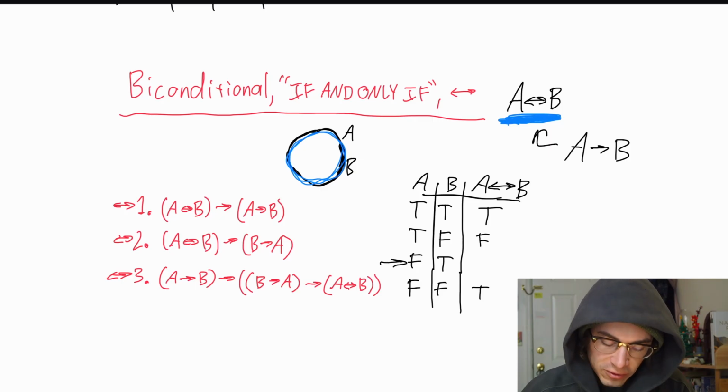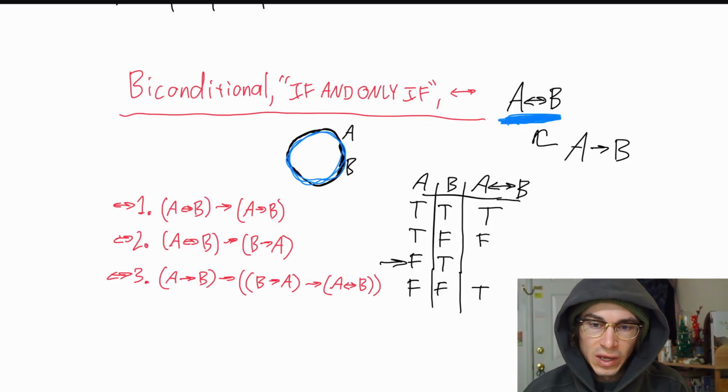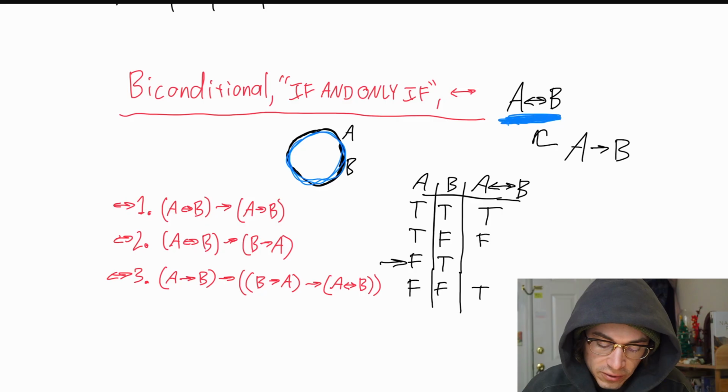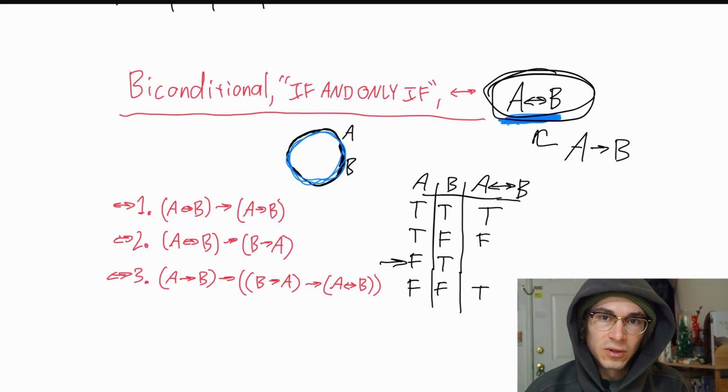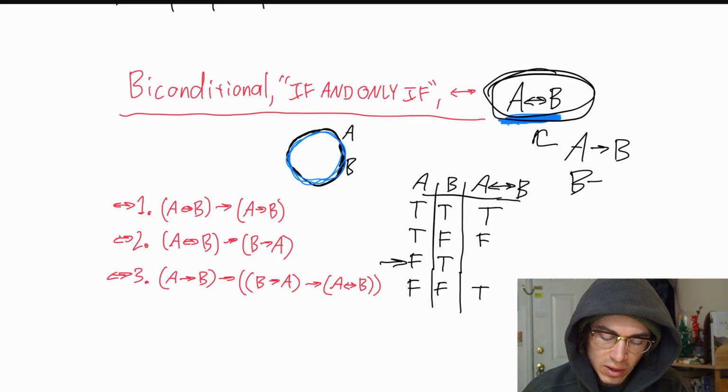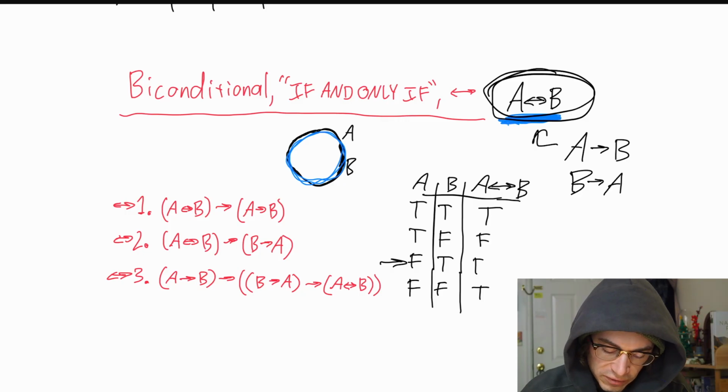But now this situation is just the reverse of that, and it turns out that this whole statement includes the reverse of that. It includes that B implies A. So this one is false as well.